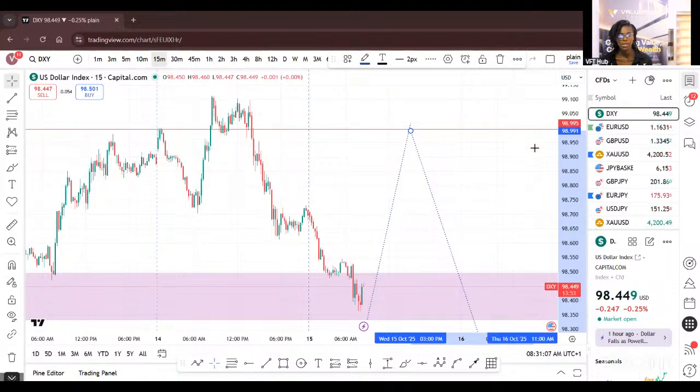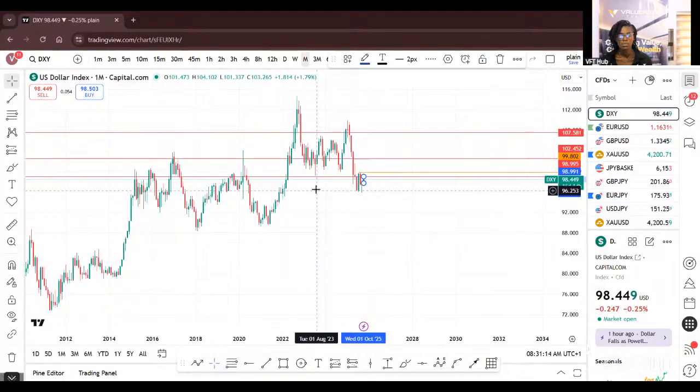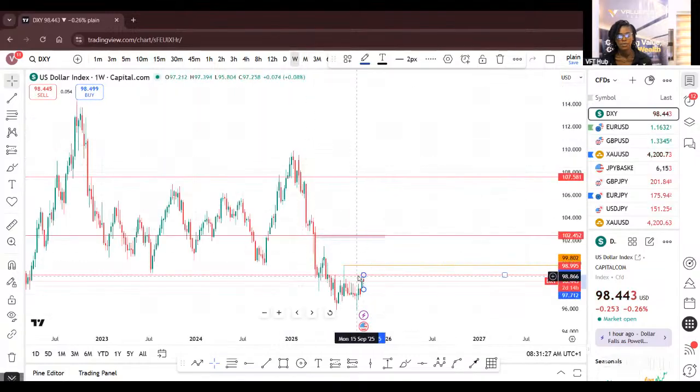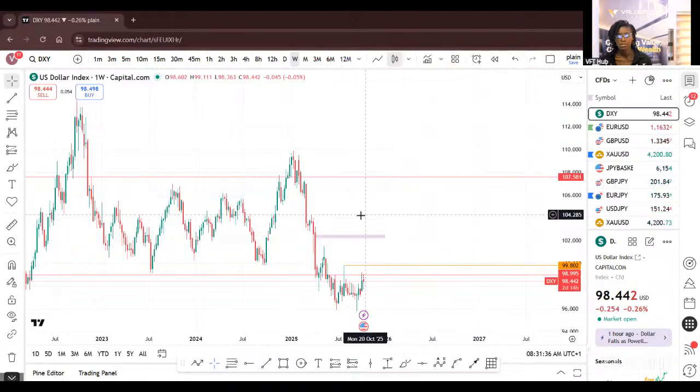Starting off with DXY on the monthly time frame, as seen right here. Nothing has changed. Price consolidated for a while, and we saw a sweep of this liquidity, and ever since, price has been on a downward spiral. And on the weekly time frame also, we actually spotted some form of entry. Long term, of course, the classic box pattern.